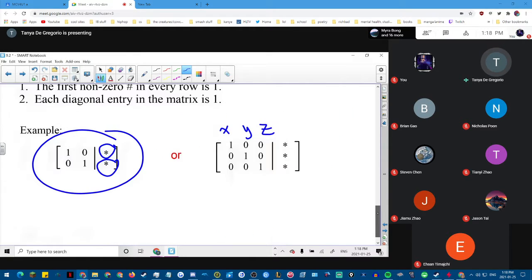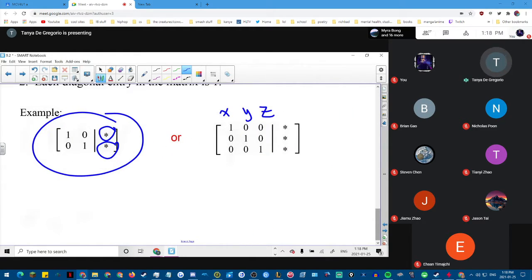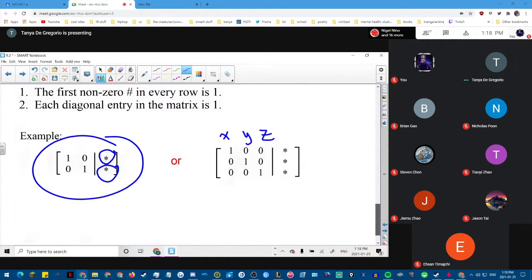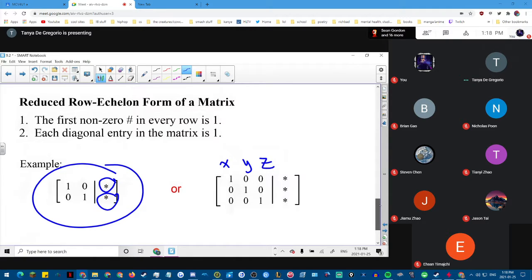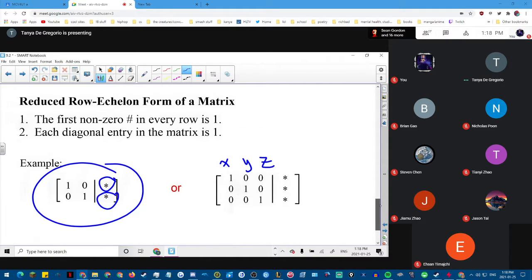So basically, we want to end up with 1, 0, and a number, 0, 1, and a number in 2 space, if it's 2 equations. Here I have 3 equations, and I'm in 3 space, right? So 1, 0, 0, 0, 1, 0, 0, 0, 1. Are there any questions? Okay.